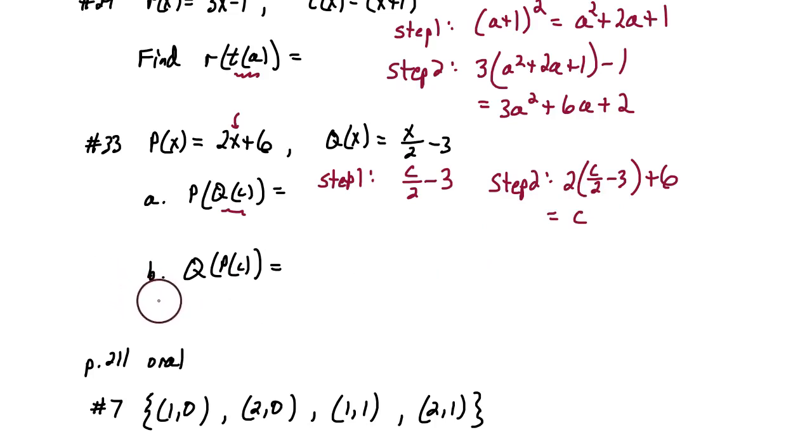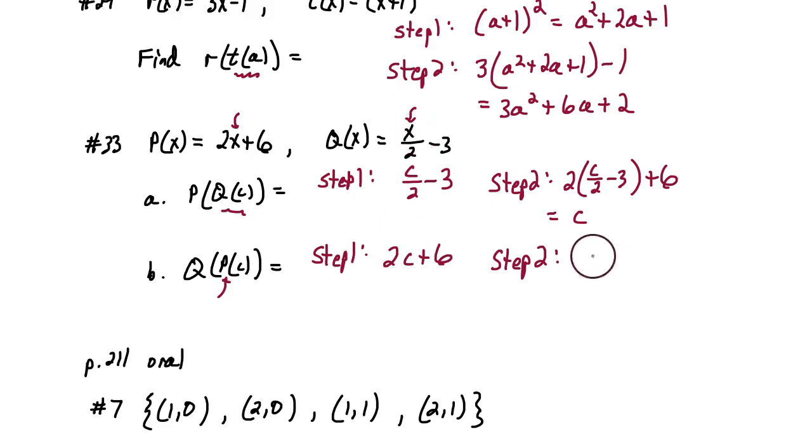Okay, question B, we're going to do it again, but in the opposite order. So first substitute a c into function p. That'll be our step 1. 2 times c plus 6. Now that we know what p of c is, let's substitute it in place of x in function q. So we have 2c plus 6 all over 2, and then minus 3. This reduces to c plus 3. And 3 minus 3 cancels away, leaving the letter c.